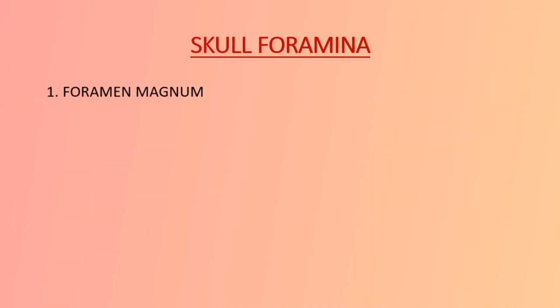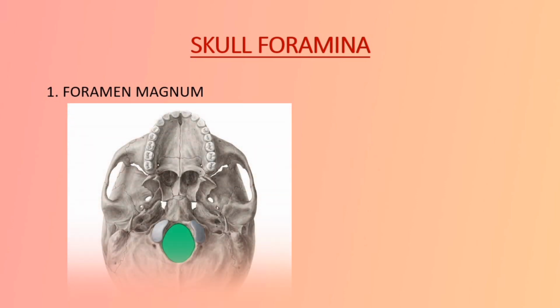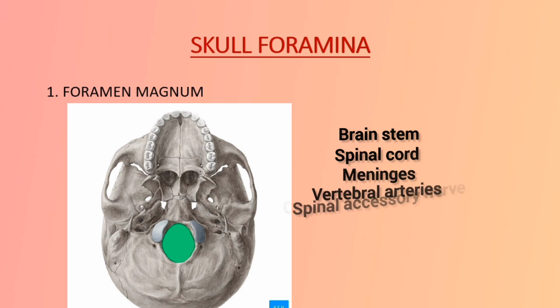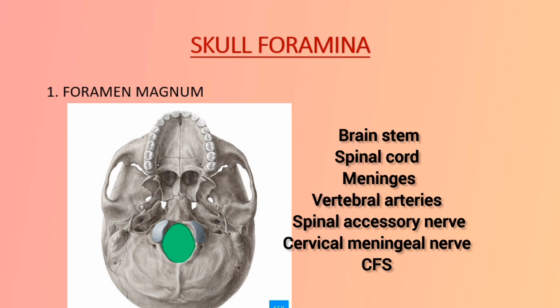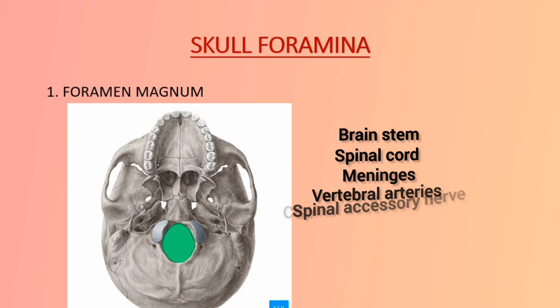Finally, we shall discuss the skull foramina. A foramen, plural foramina, is a hole through a bone. When talking about foramina, it is important to note where it is located and what passes through it. The largest foramen is referred to as the foramen magnum. It traverses the brain stem or spinal cord, the meninges around the brain stem and spinal cord. It also traverses the vertebral arteries as they enter from the neck into the cranial cavity, the spinal accessory nerve, cervical meningeal nerves and the cerebrospinal fluid.